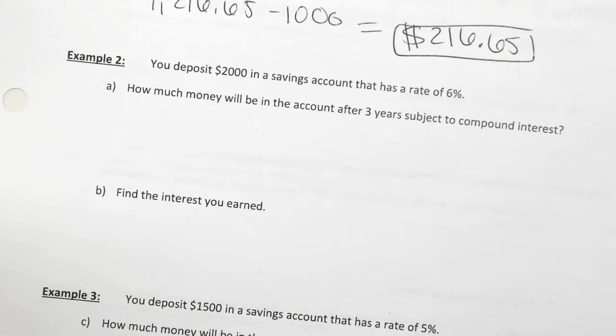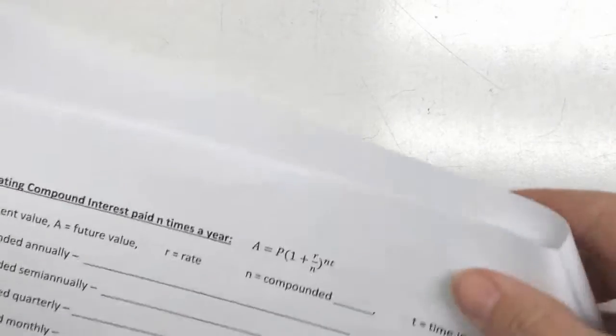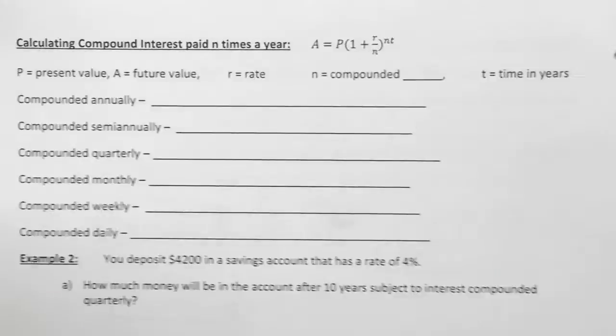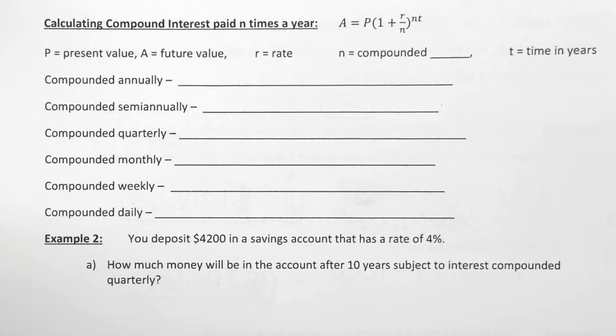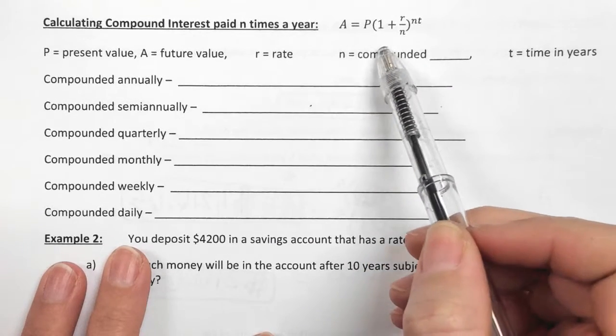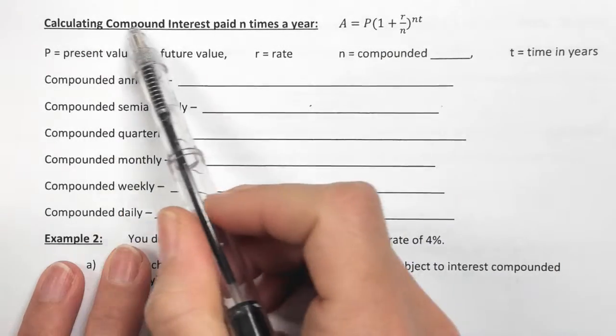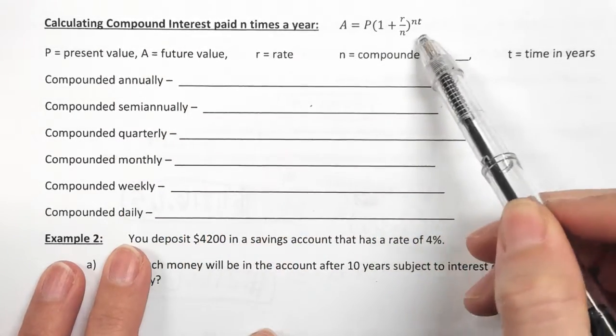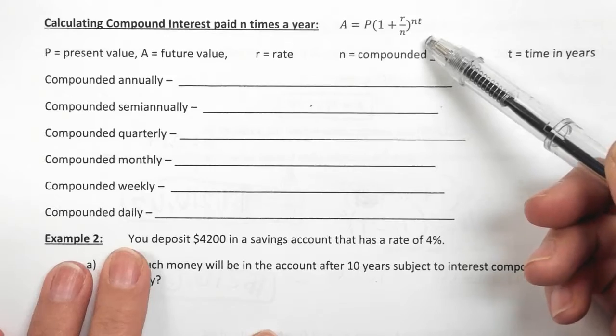So everybody's good with calculating compound interest. Alright, flip it over. Now we're going to talk about if the time is not in years, okay? It's a little different for compound interest. So here's the same formula. Actually, this is calculating compound interest paid n times a year. So again, if the time is not in years.